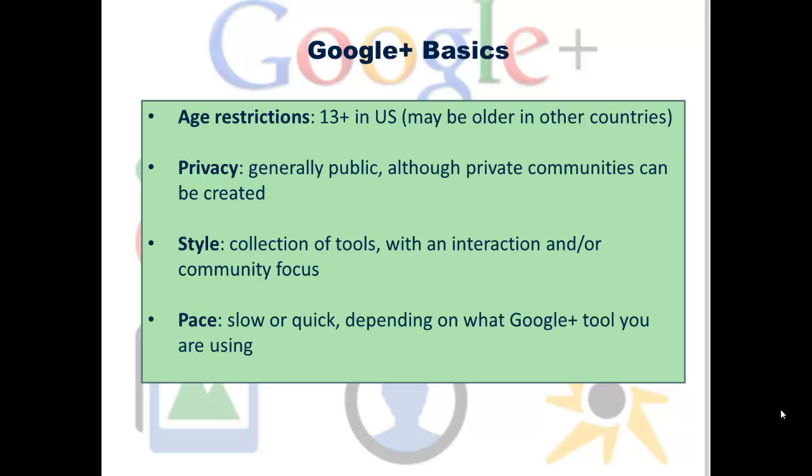The pace can be slow or quick depending on what tool you're using. The community may be slow, or the page may even be slower because it's more of a static environment, but it is pulling updates from YouTube, from Hangouts, and from all the other resources that you may be using in very synchronous ways. So it can be slow or fast. You get to determine that pace.